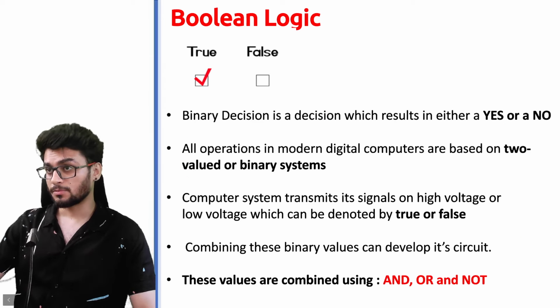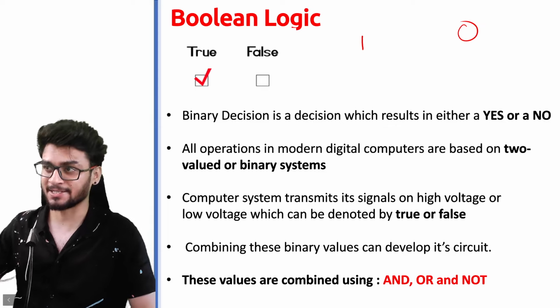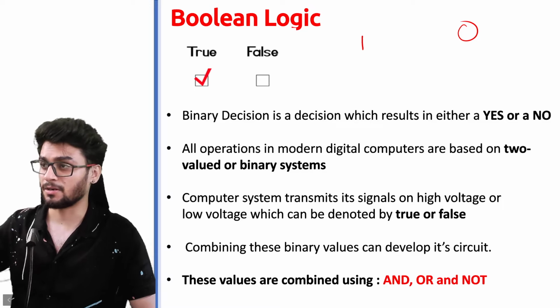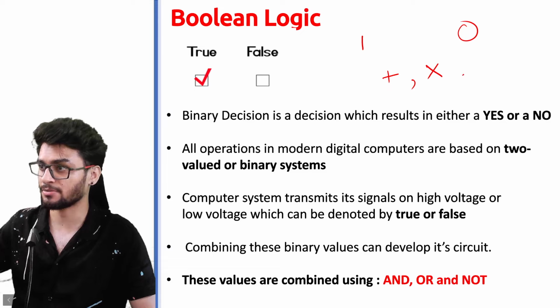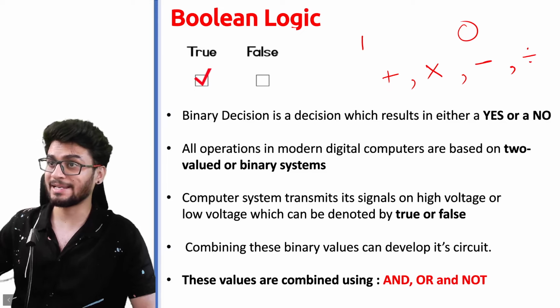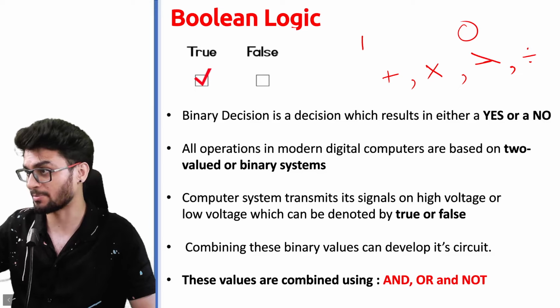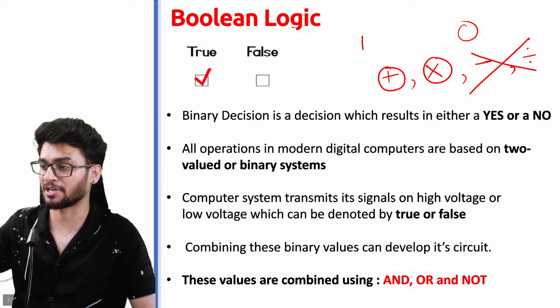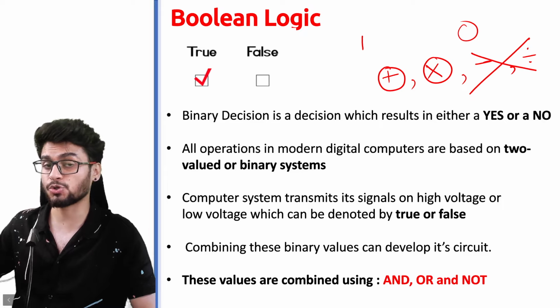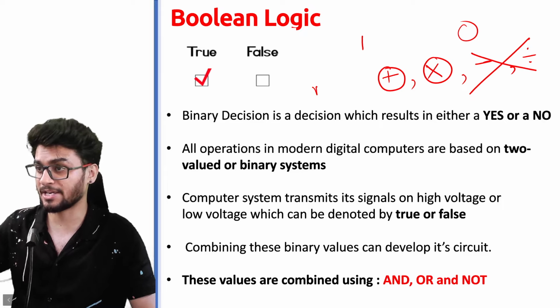Now as we discuss, there are two values, 0 and 1. अब इनके बीच में हम लोग अलजेब्रा कैसे करते हैं? Now in mathematics, we have addition, we have multiplication, we have subtraction, and we have division. But in case of Boolean algebra, we do not have these. We just have addition and multiplication. And there is also another thing known as negation.